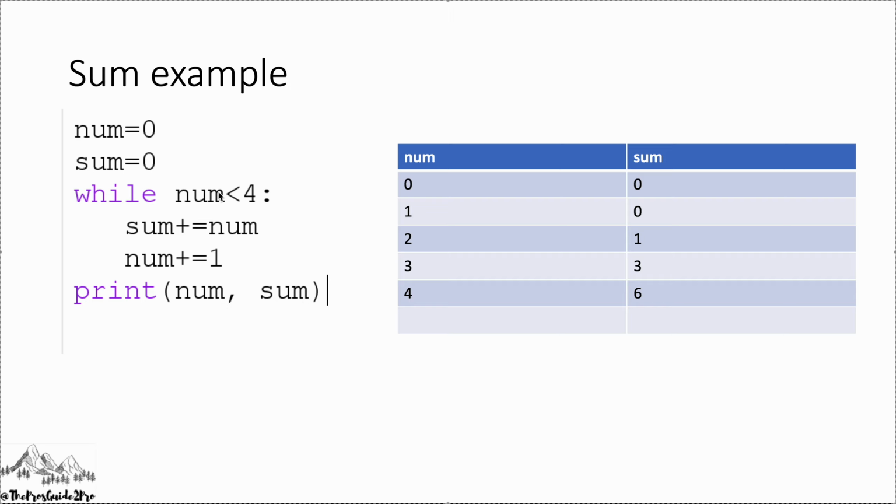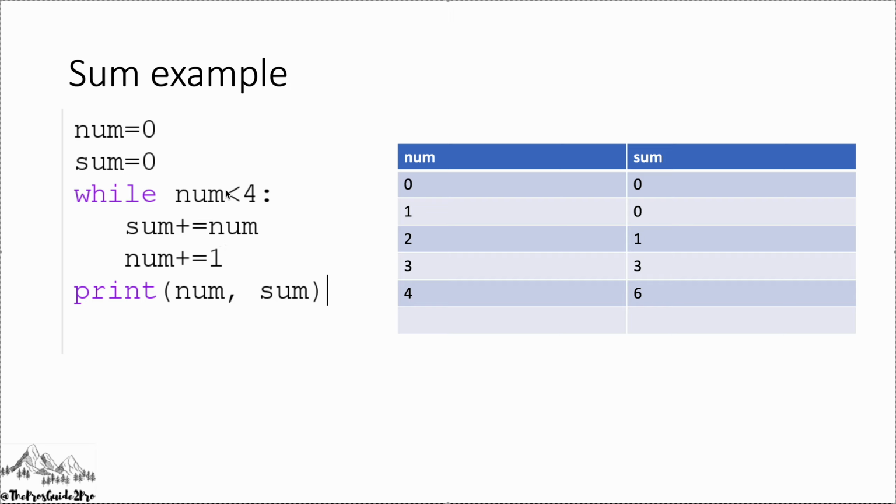So num is 0, 0 is less than 4. Sum is 0 plus 0, that equals 0, so sum is 0. And our num is 1. Then we'll go through it again, 1 is less than 4. 1 plus 0 equals 1, so sum is 1, and then 1 plus 1 is equal to 2. Now num is 2, 2 plus 1 equals 3. And then 1 plus 2 equals 3.